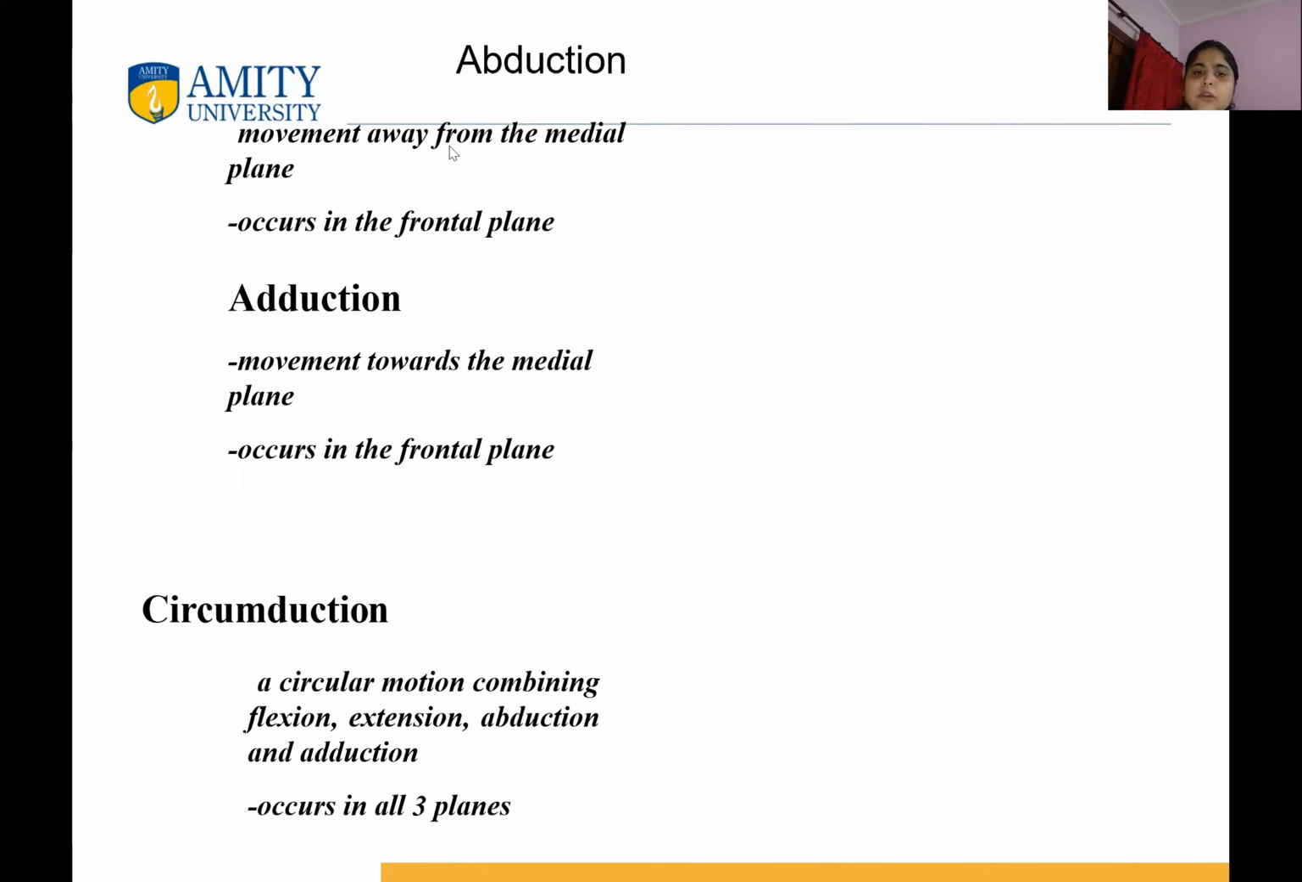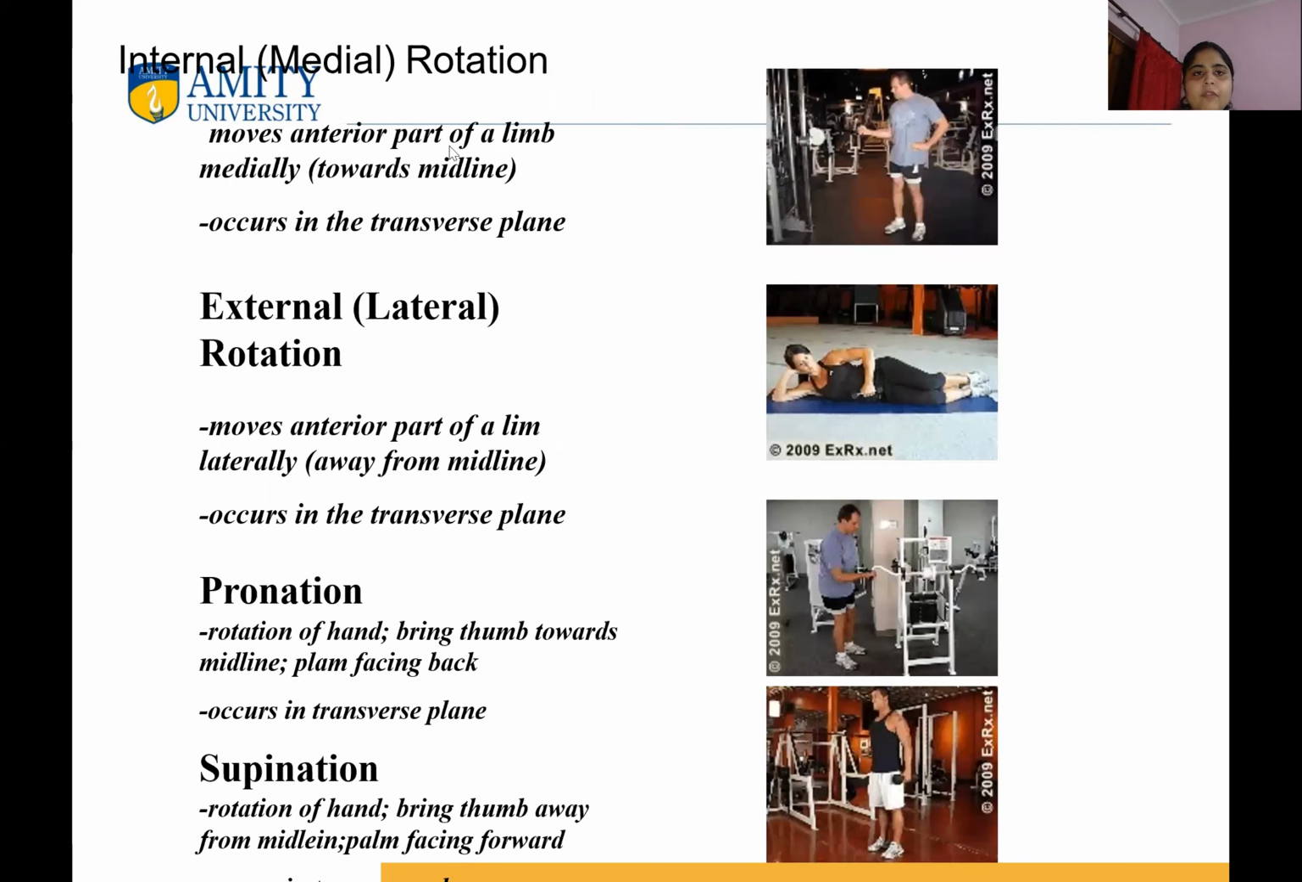Circumduction. It is a circular motion combining flexion, extension, abduction, and adduction. It occurs in all three planes: frontal, transverse, and sagittal. This is medial rotation. In the picture also, it is depicted: moving the anterior part of a limb medially. It occurs in the transverse plane. Then is the external or lateral rotation. Moving the anterior part of the limb laterally. It also occurs in the transverse plane.